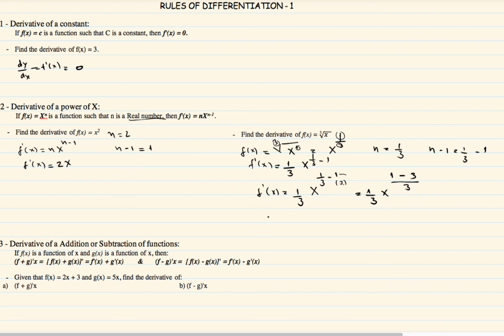So f dash of x is equal to 1 by 3 into x raised to 1 minus 3, which is minus 2 by 3. Because this is negative, the representation of this may be as a fraction. So we have 1 divided by 3 into x raised to 2 by 3.